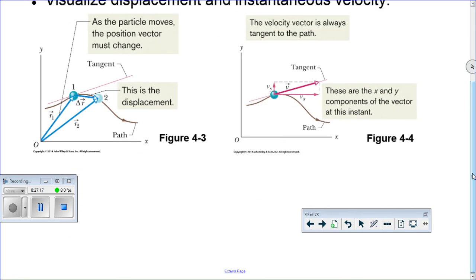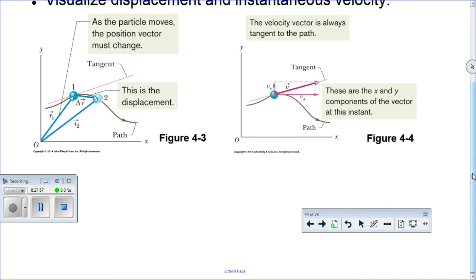Now remember, the whole idea behind calculus, the whole idea behind taking a limit, is you make that time interval get smaller and smaller and smaller. So as I move point 2 closer to point 1, the vector there is going to get steeper and steeper. What this vector represents is called the tangent line. It represents the direction that the object is moving at that instant. This is important. You might want to write this down.